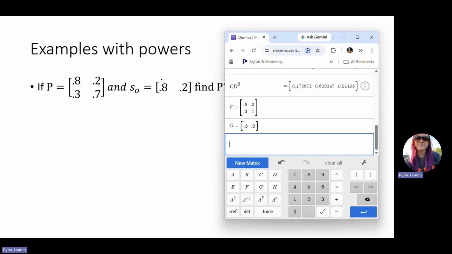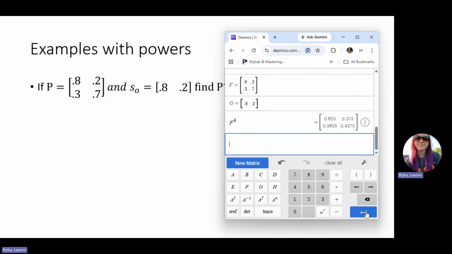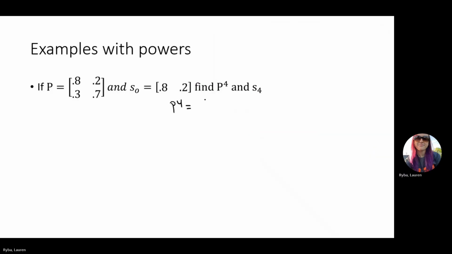All right, so they want to know, what is the transition matrix to the 4th power? Well, my transition matrix for mine is letter F. So F to the 4th power is going to give me those decimals. So if they wanted me to write that, I could write that over here: 0.625, 0.375, 0.5625, 0.4375. And every time, no matter what, if you add the row, any row will always get to 1.